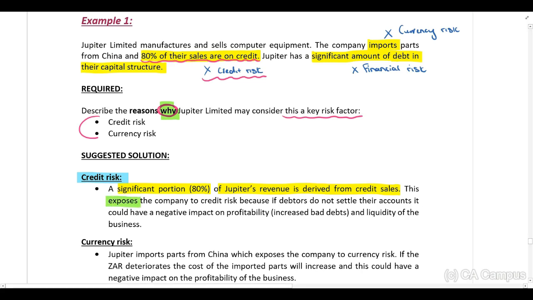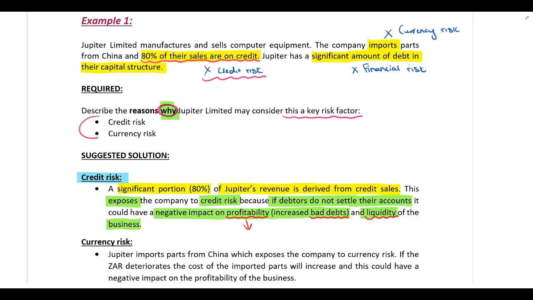So this exposes the company to credit risk because if debtors do not settle their accounts, it could have a negative impact on profitability because of increased bad debts and the liquidity of the business. So if debtors don't settle their accounts, how will it impact on profitability negatively? Because obviously you are going to have to write off that sale as a bad debt, and that is going to increase your expenses, which will decrease the profits of the company. It will also have a negative impact on the liquidity or the cash flow position of the company because you won't actually collect the money from the debtor.